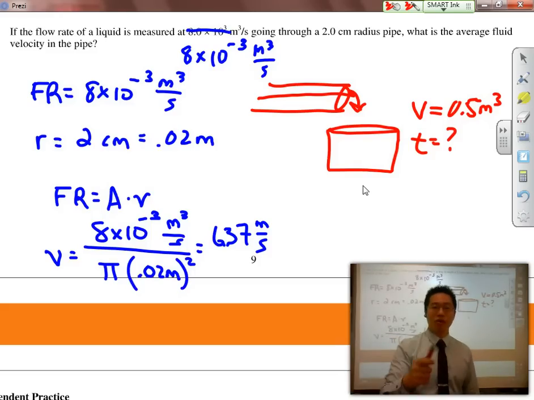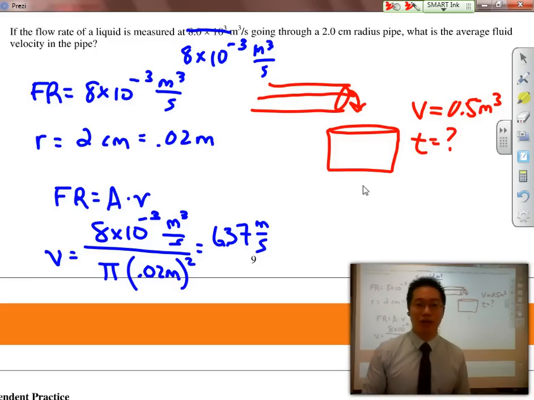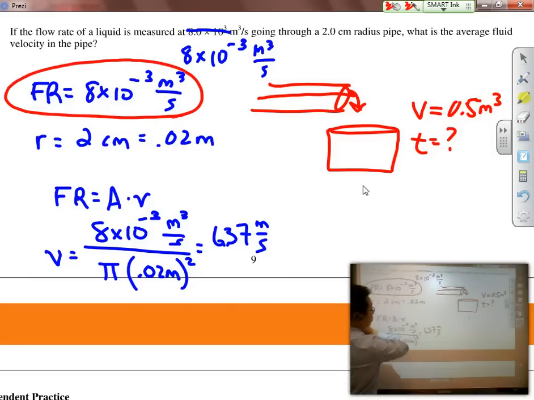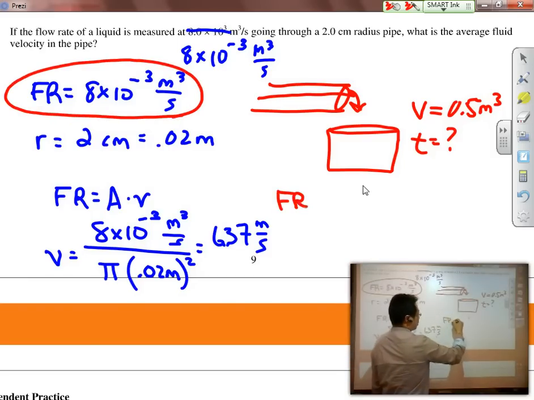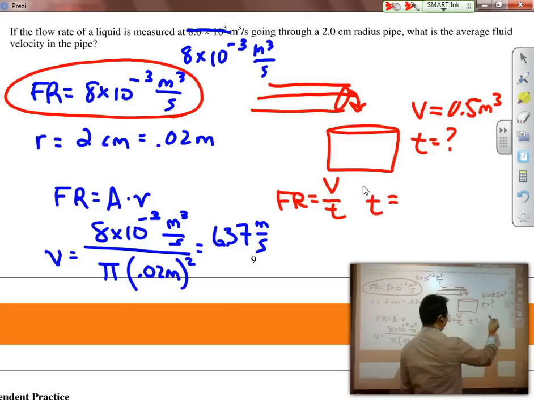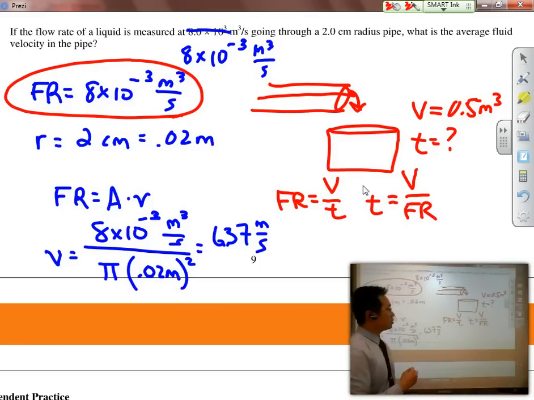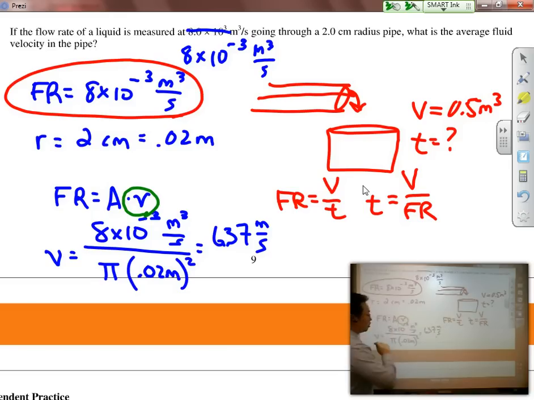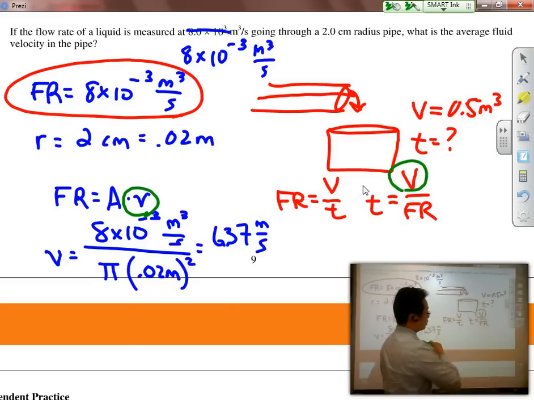So using the same flow rate as before, I'm able to calculate how much time it took to fill up the bucket. So if I know that the flow rate was 8 times 10 to the negative third, flow rate is also equal to volume over time. So therefore, my time would equal my volume divided by flow rate. Please note the difference, by the way, between a capital V and a lowercase v. Over here, we have a lowercase v. I draw that with small little wingtips, just to represent velocity. A capital V will be drawn much bigger and straighter.